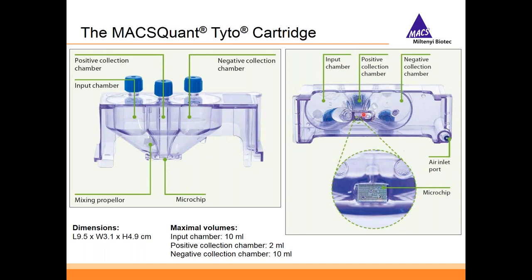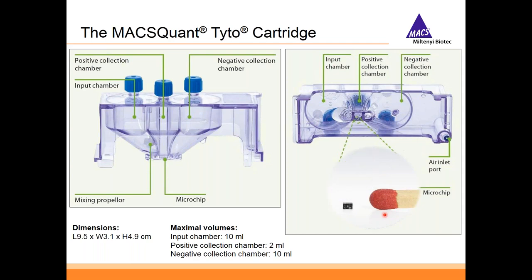If we look at the bottom here, it's really only that small part here, which you can see, which is this microchip, and we can see it magnified here. You can see the cells come in through here, go through a channel, sort decision is made, and the valve either redirects the cells or not. The whole thing runs, of course, with pressure coming from the instrument and going here at the bottom through this air inlet port into the cartridge.